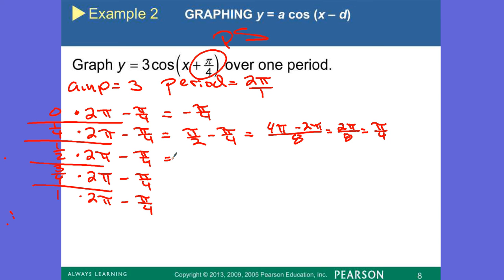I know, right? Okay. So this gives me pi, right? Yes, pi minus pi over 4. And the pi is going to be over 1 as my fraction. So that's going to give me 4 pi minus pi over 4, which gives me 3 pi over 4.